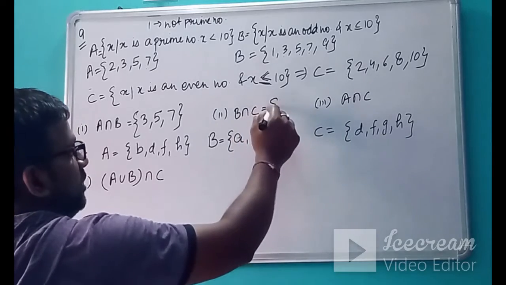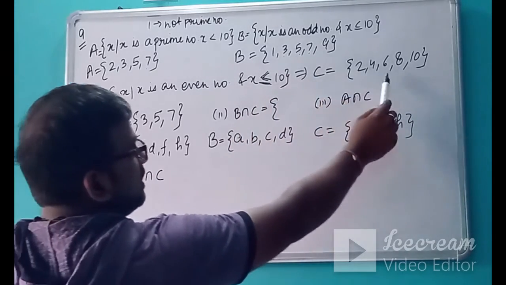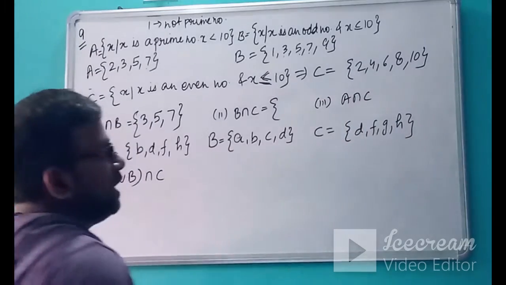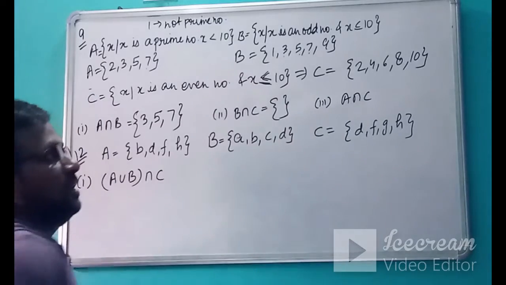Then we have to calculate B intersection C. So B is 1, 3, 5, 7, 9 and C is 2, 4, 6, 8, 10. No element is common, that means B intersection C is the null set.